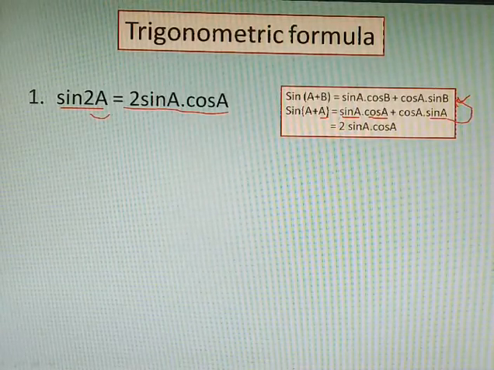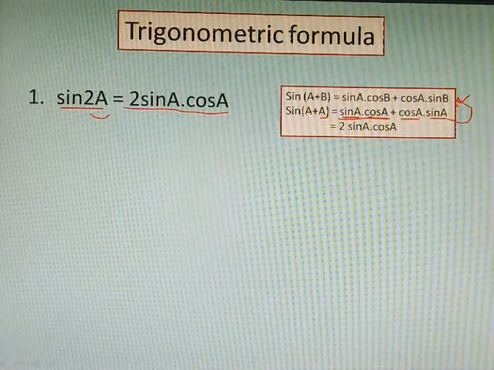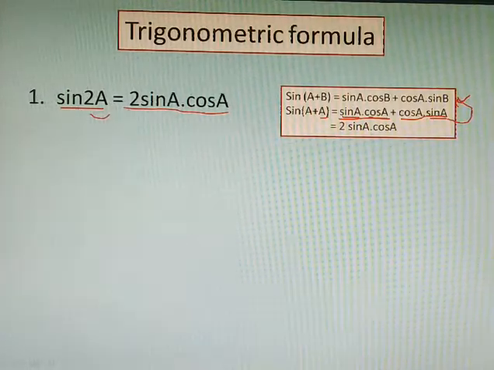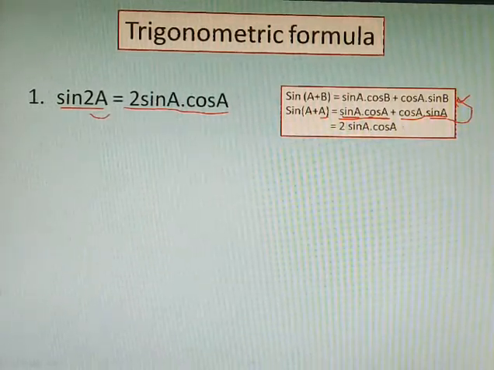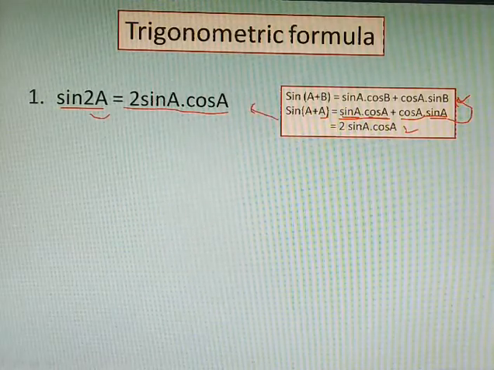Now you can see sine A into cos A in the first part and cos A into sine A in the second part. They are similar to each other. So finally we can write 2 sine A into cos A. This is formula number 1.